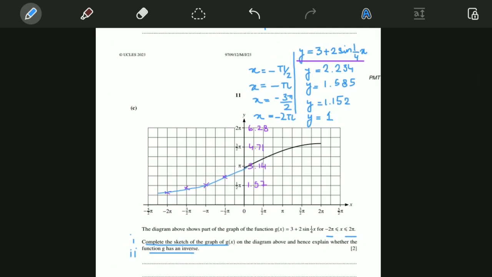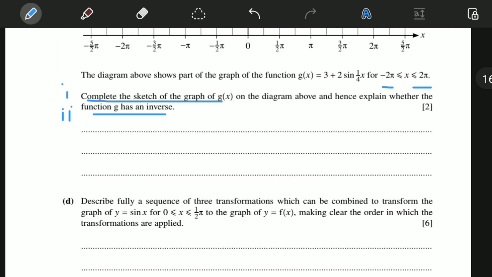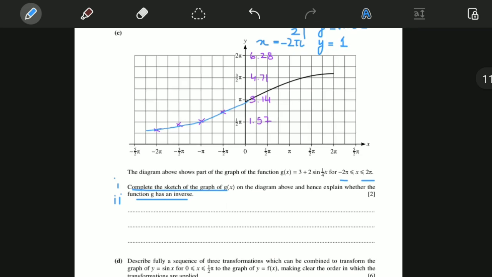Now the second thing, explain whether the function has an inverse. Okay, what is the condition for an inverse to exist for a function? If its inverse exists, it should pass the horizontal line test. Okay, so if you draw a horizontal line anywhere, it passes the test because it is always one to one. And the function is always increasing, or you can say that it is not a many to one function. Like for many values of x, you don't have one y.